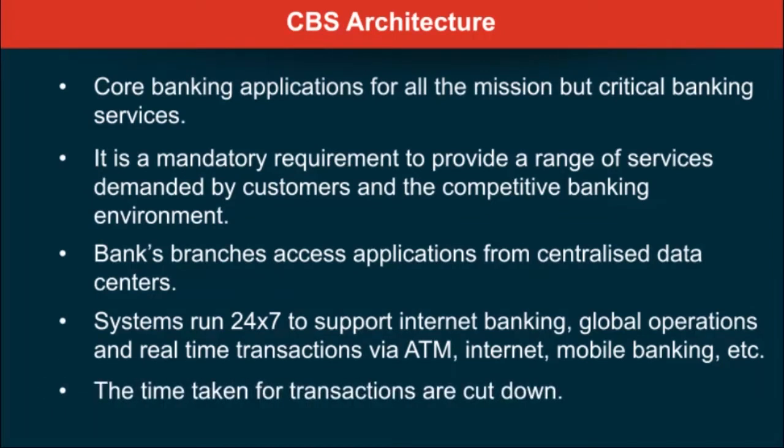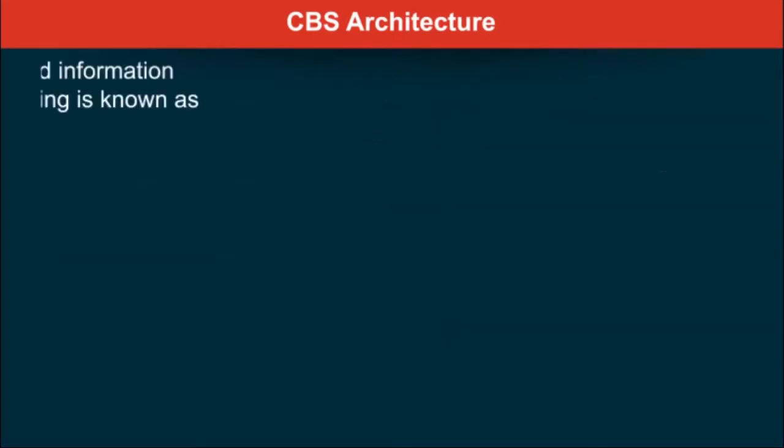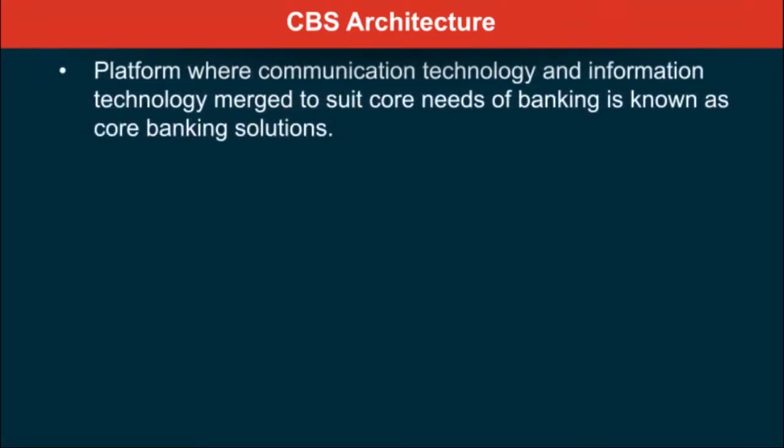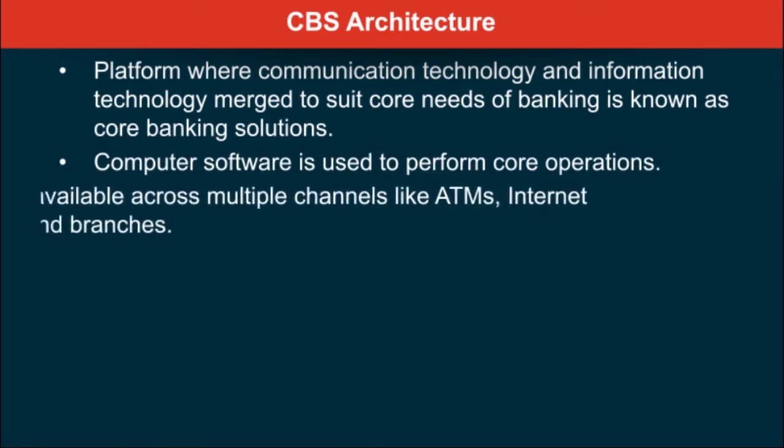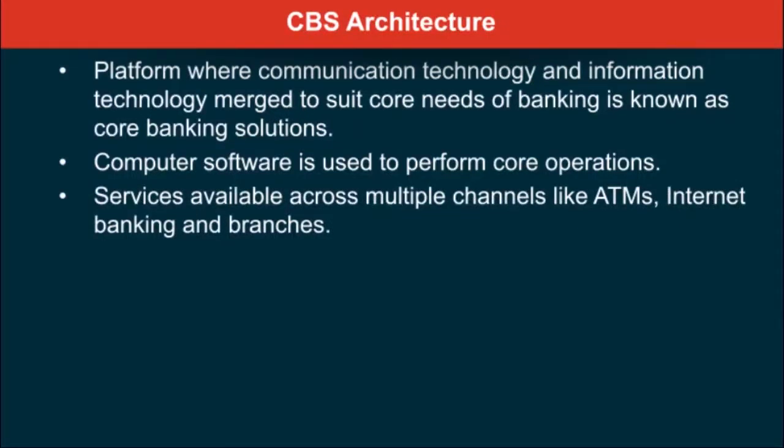So the time taken for doing transactions is very shortened now compared to earlier, and communication technology and information technology both have been merged to suit these needs, which is basically the core needs of banking. That is why it is called core banking solutions. Computer software is used for this purpose across multiple channels. Perform core operations across multiple channels, like you have ATMs, you have the front office, then you have the internet banking. All of them have to be handled at the same time.